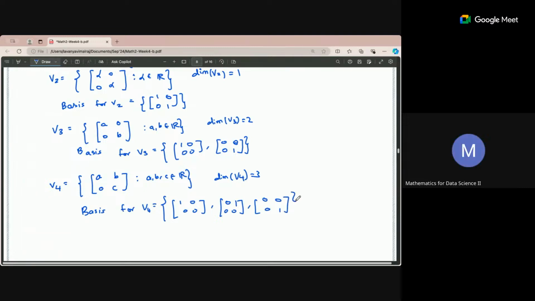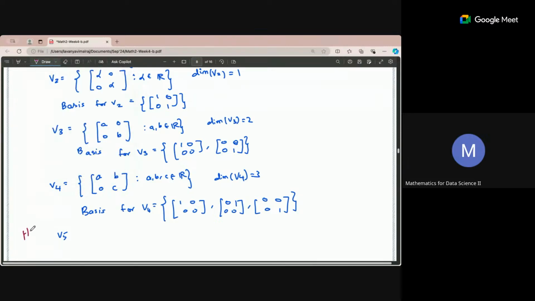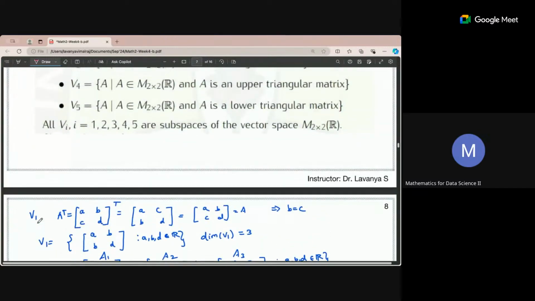Okay. So I will leave V5 for you to work out as homework. It is simple, you can do it. V5 is nothing but the set of all 2 by 2 lower triangular matrices.